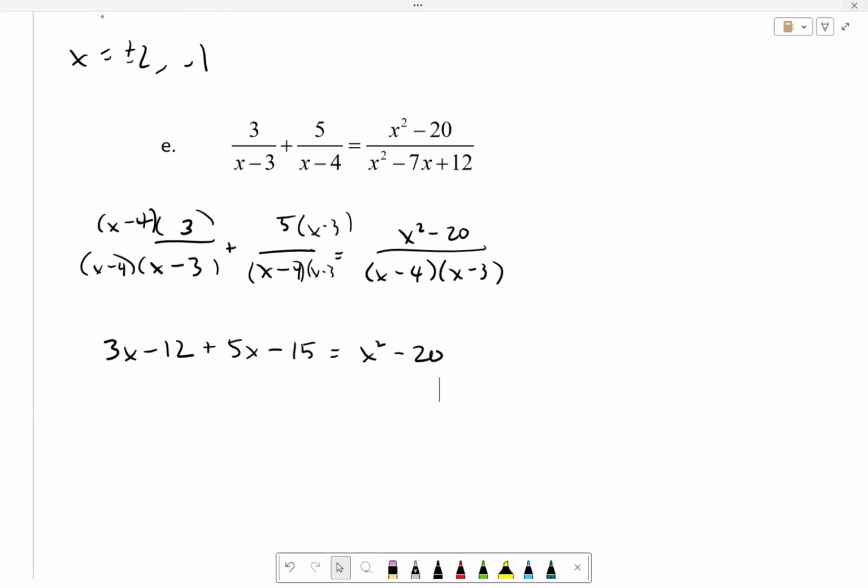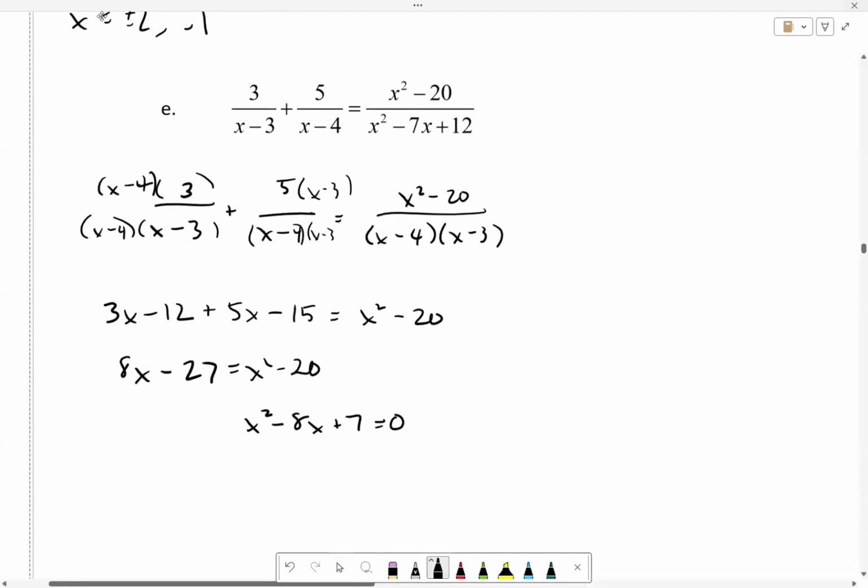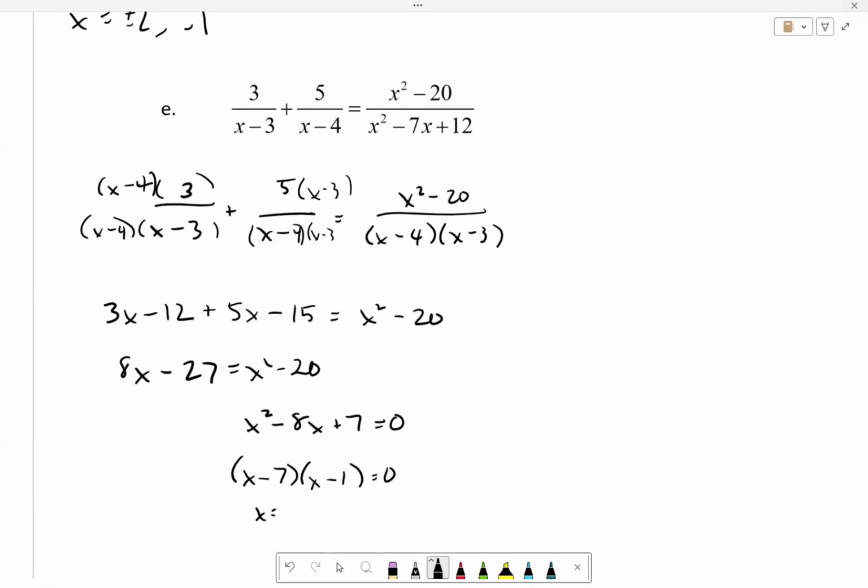Oh, let's combine like terms, of course. The combine like terms property. 27 equals x squared minus 20. I like that. x squared minus 8x plus 7. So I can put the equals 0 over there, or I could put it over here. I'll keep it like that. And then we know that x minus 7 and x minus 1. 7.